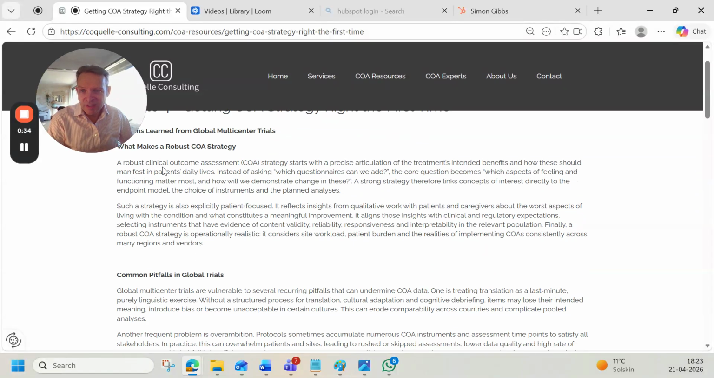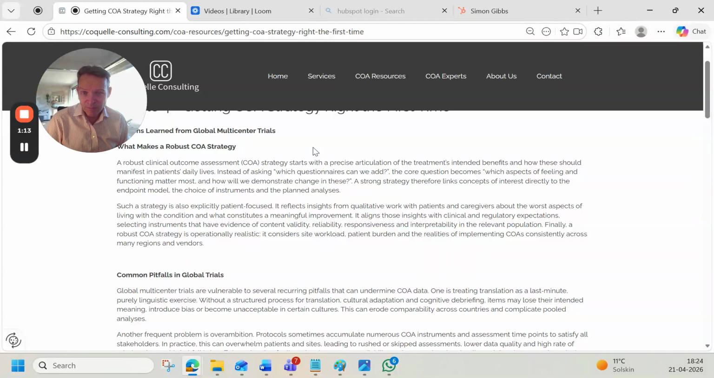A robust clinical outcome assessment strategy starts with a precise articulation of treatments, intended benefits, and how these should manifest in people's daily life. Instead of asking which questionnaire can we add, the core question becomes which aspects of feeling and functioning matter the most, and how will we demonstrate change in these. A strong strategy therefore links concept of interest directly to the endpoint model, the choice of instruments, and the planned analysis. Such a strategy is also explicitly patient-focused.